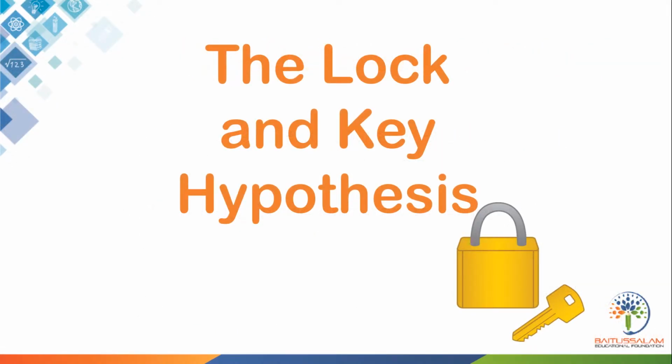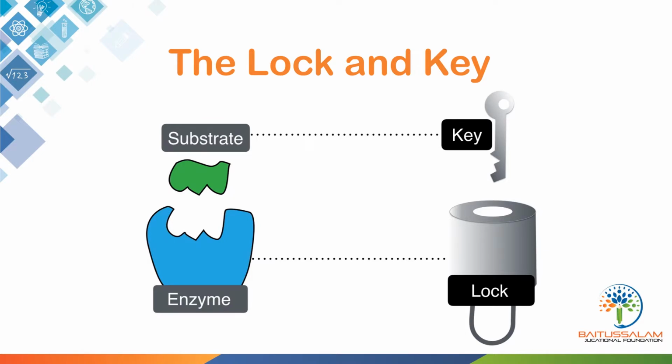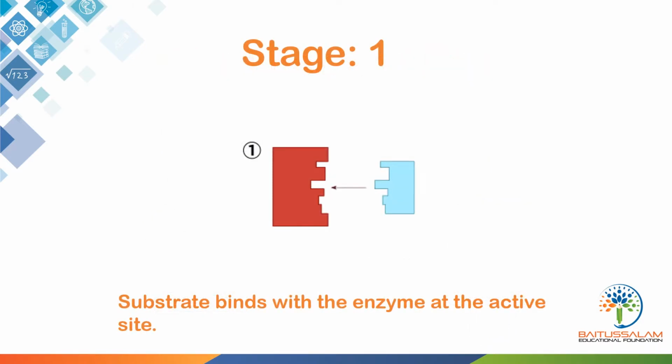The lock and key hypothesis. Each enzyme has its own active site which has exactly the right shape and size for the substrate to fit in. Enzymes are very specific. The lock and key hypothesis states that the enzyme acts as a lock and the substrate is the key, thus only a specific key will fit the lock, the active site of the enzyme. Substrate binds with the enzyme at the active site.